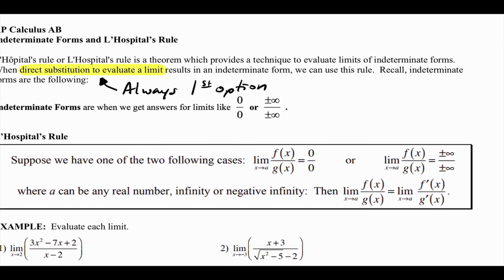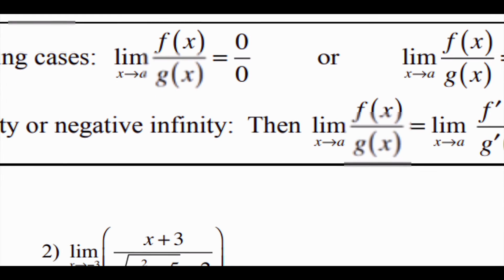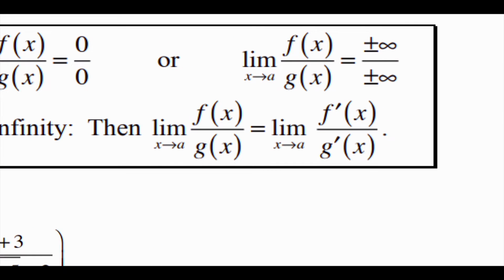If I'm finding a limit and I plug in a number and I get 0, plug in another number, I get 0, or if I get an indeterminate form like 0 over 0 or infinity over infinity, I can use L'Hopital's rule. L'Hopital's rule says find the derivative of the top, find the derivative of the bottom, and do the same process over again until you get an answer.